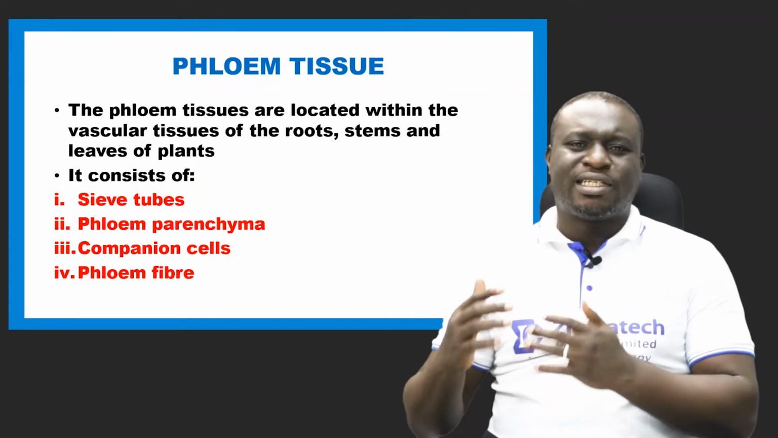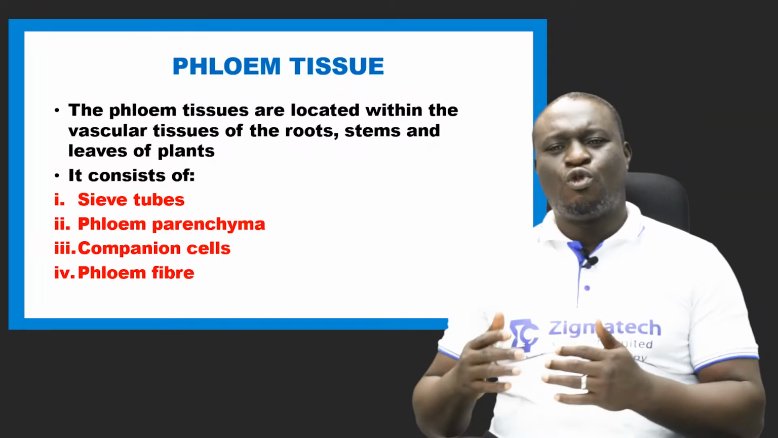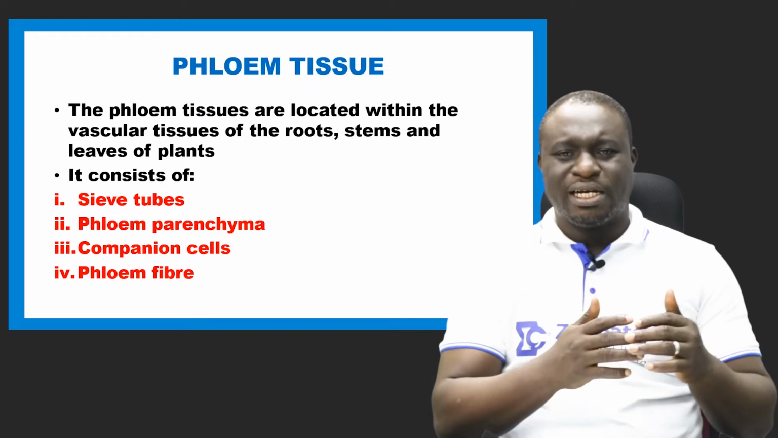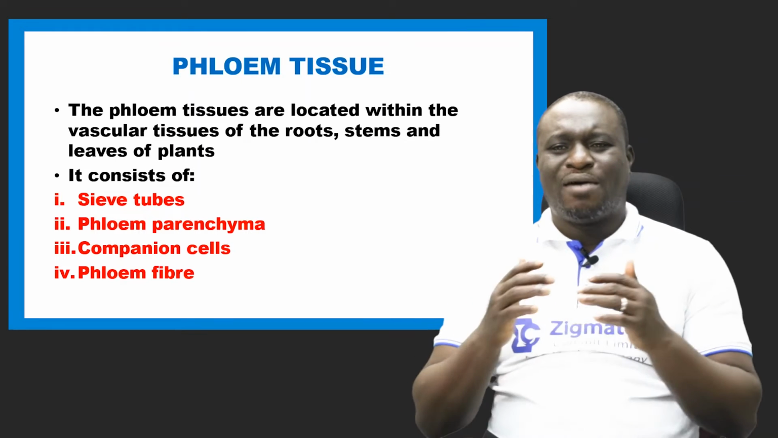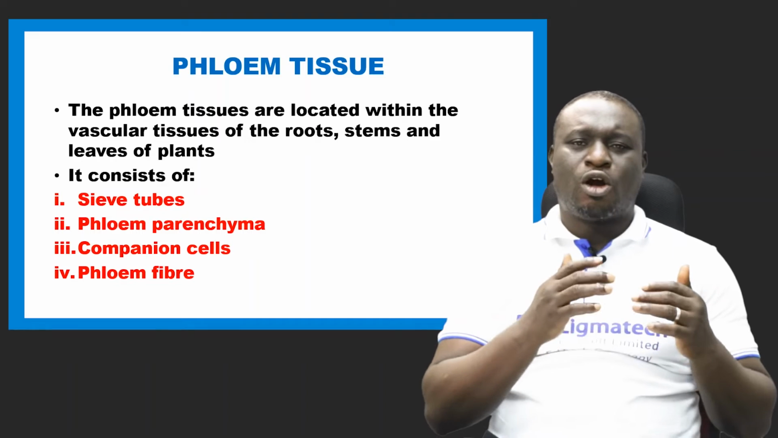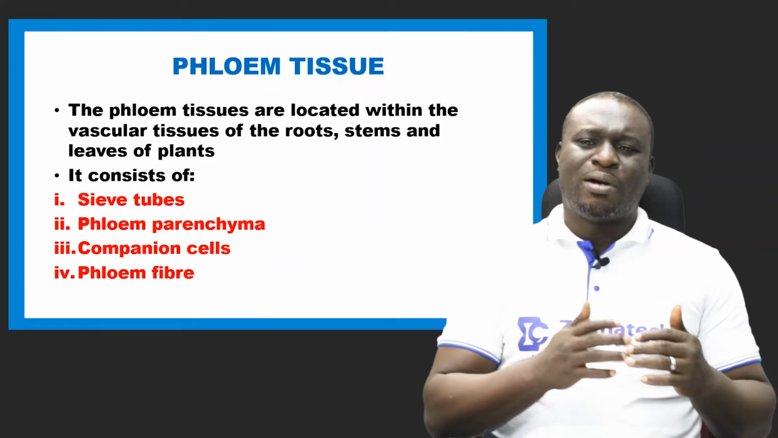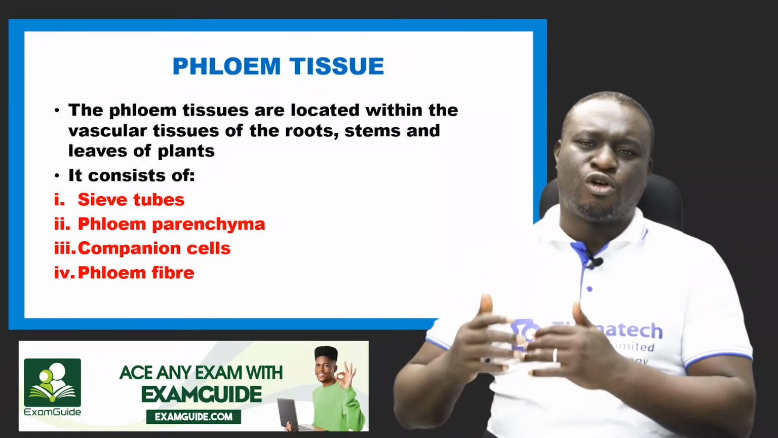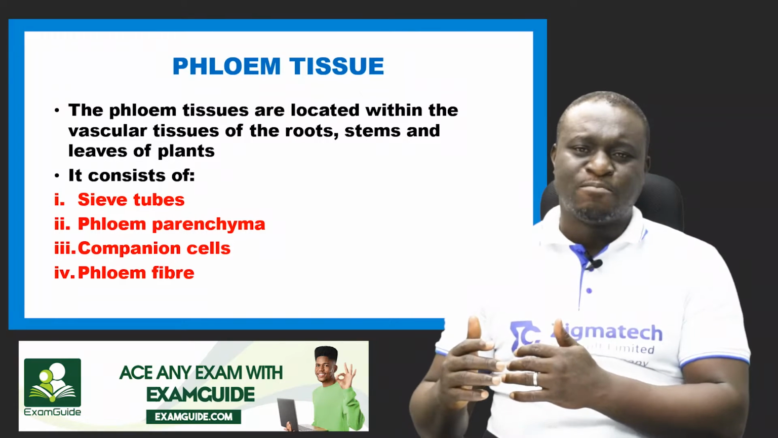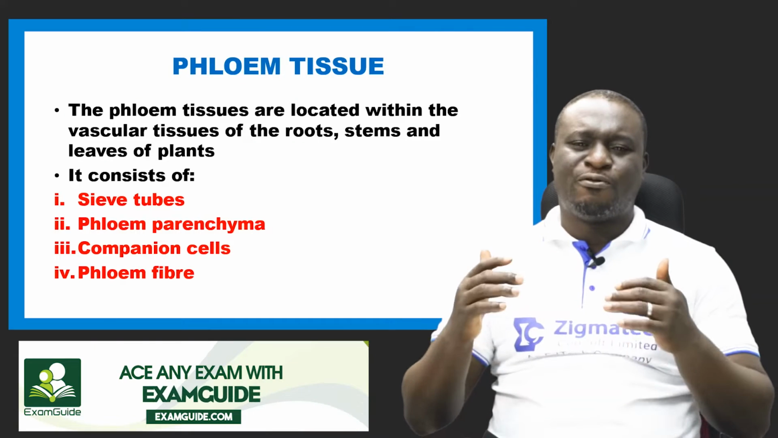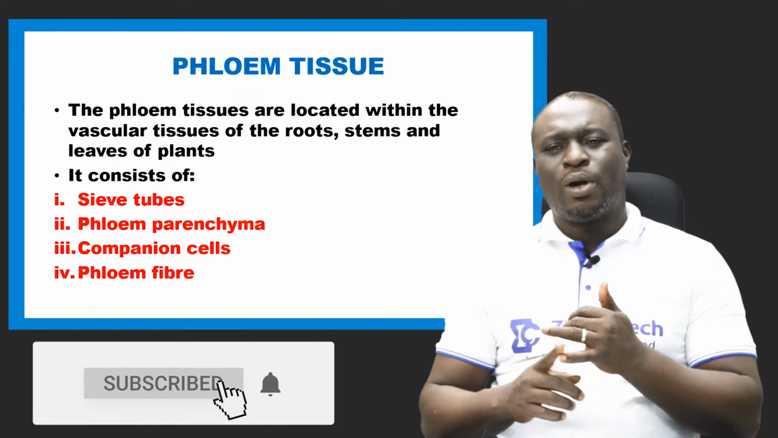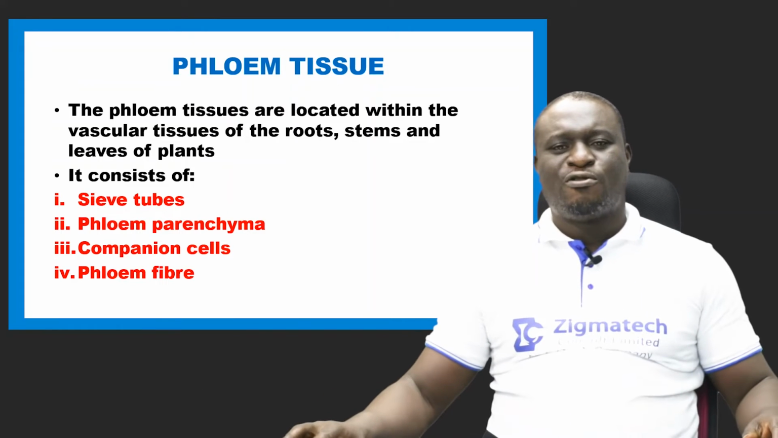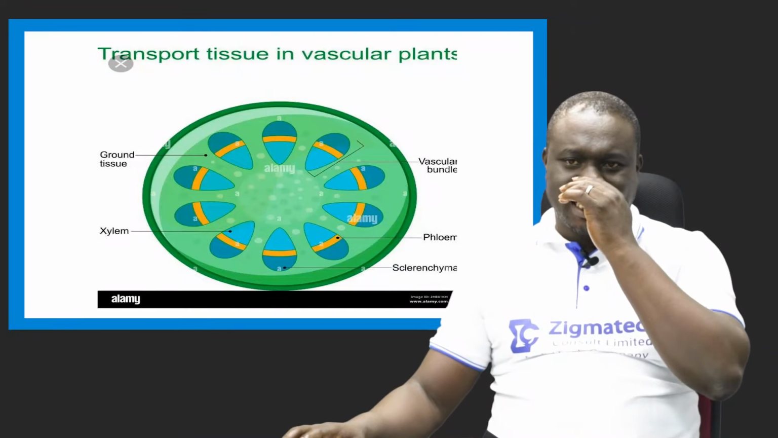Now, the phloem tissue consists of several parts. We have what we call the sieve tubes. We have what we call the phloem parenchyma. Remember, we talked about this. We said the parenchyma can be found both in the phloem and in the xylem. So we have the phloem parenchyma. We also have the companion cells, and then we have the phloem fiber. Since it contains fiber, it means it carries out the function of also flexibility. Is that okay? So these are the parts that make up the phloem tissue. We have the sieve tube, the phloem parenchyma, the companion cells, and then the phloem fiber.